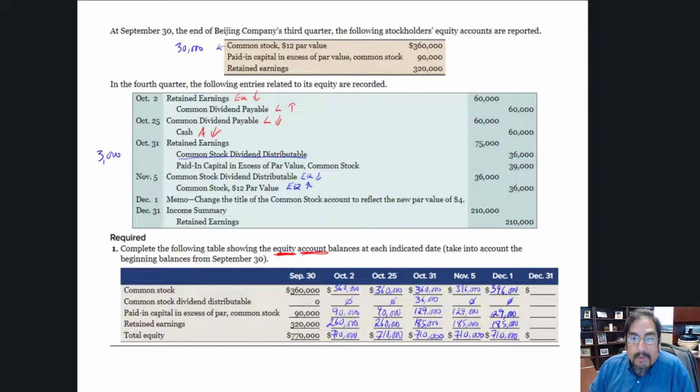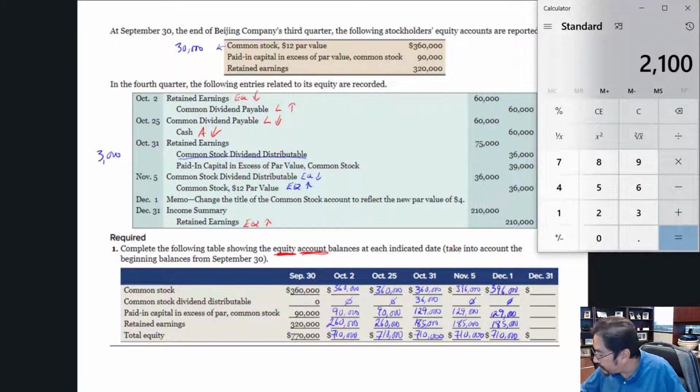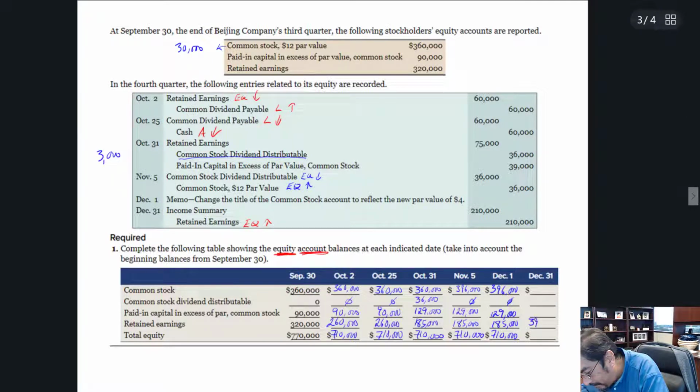And then on December 31st, we close out the income summary to retained earnings. Retained earnings is an equity account. When we credit it, we are increasing it. So we're going to increase retained earnings by $210,000. So we're going to bring it up to $395,000. But we didn't hit the common stock account. That stays at $396,000. Or dividend distributable, or paid in capital in excess.